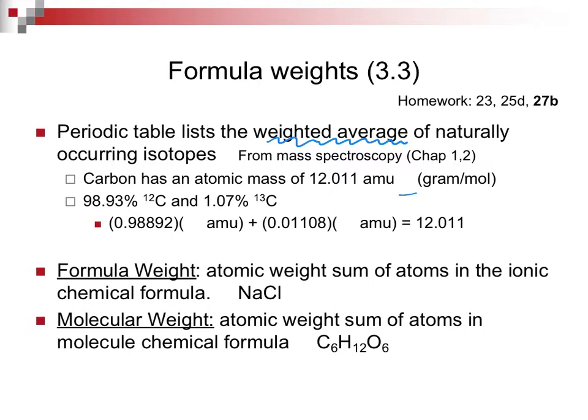If I look at a periodic table, the element carbon has the atomic mass of 12.01, and it's atomic mass units, but you may hear me refer to it as grams per mole. It's just something I do automatically.